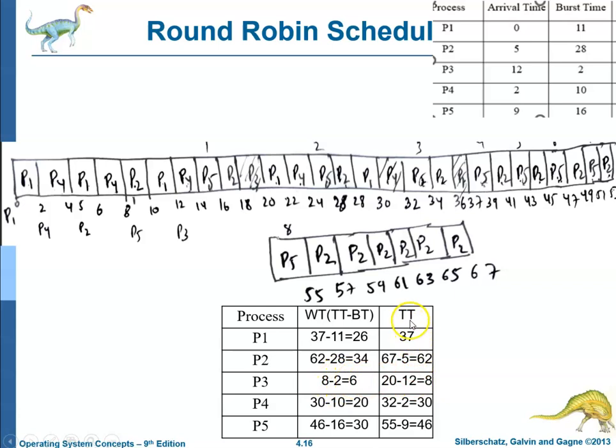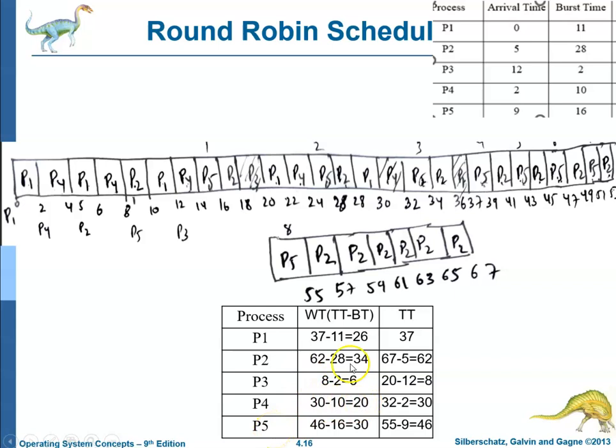So like this, you can calculate the turnaround time first from the Gantt chart. Basically, when the process completed its execution minus when the process arrived into the system. For example, P4 completed its execution at time 32. When did it arrive? At time 2. So 32 minus 2, 30. That is the turnaround time for P4. So what is the wait time? This turnaround time minus the burst time 10 is the wait time for P4.